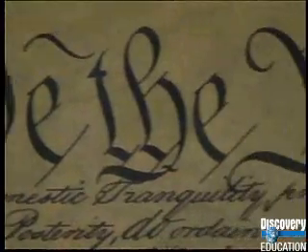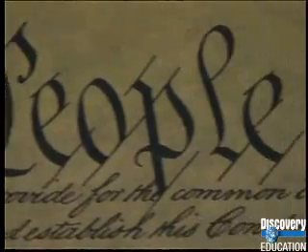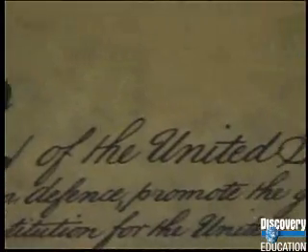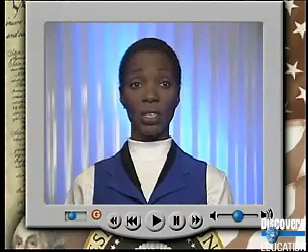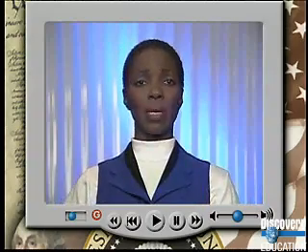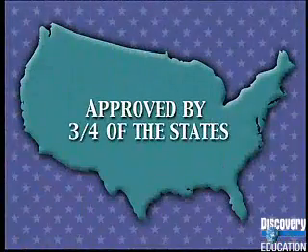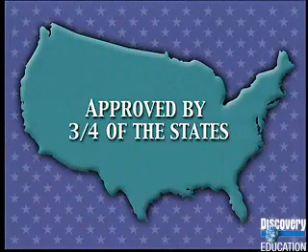The ability to amend the Constitution is one of its greatest strengths. It allows the Constitution to grow and adapt to different times and changing ideas. The amendment process is an example of shared powers that we talked about before. Amendments can be proposed by either Congress or the states, but for a proposed amendment to become part of the Constitution, it has to be approved by 3/4 of the states.